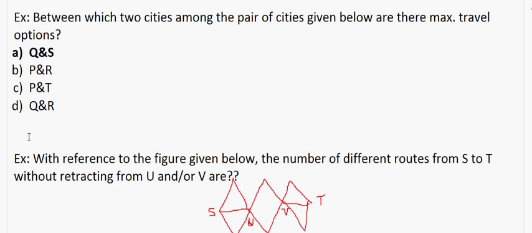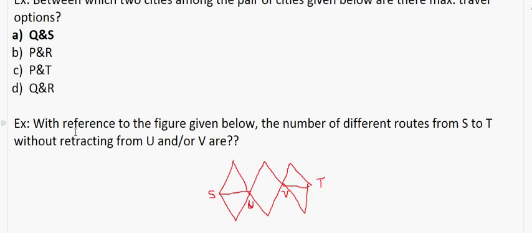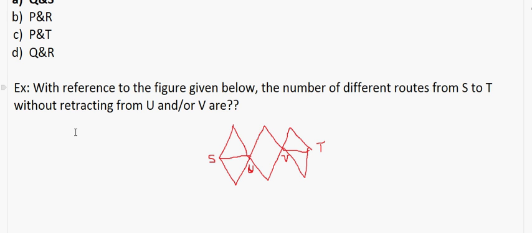Next question is CSAT this year. With reference to the figures given below, what is the number of routes from S to T such that we don't have to retrace either U or V? So from S we have three options, right? If you see, we can go here, here, here. Three options to reach U.